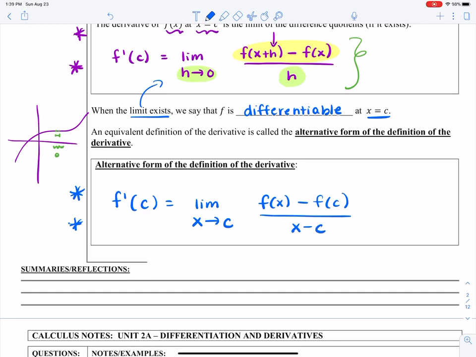Now, you're looking at that and you're going, gosh, that's so different. Why is this different? I need for you to know this is still slope. This is still y2 minus y1. This is still x2 minus x1. We're still finding slope, okay?